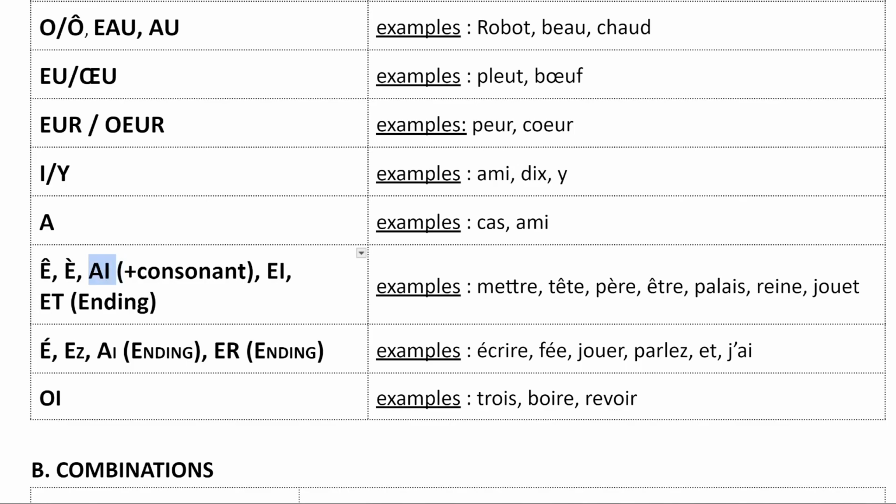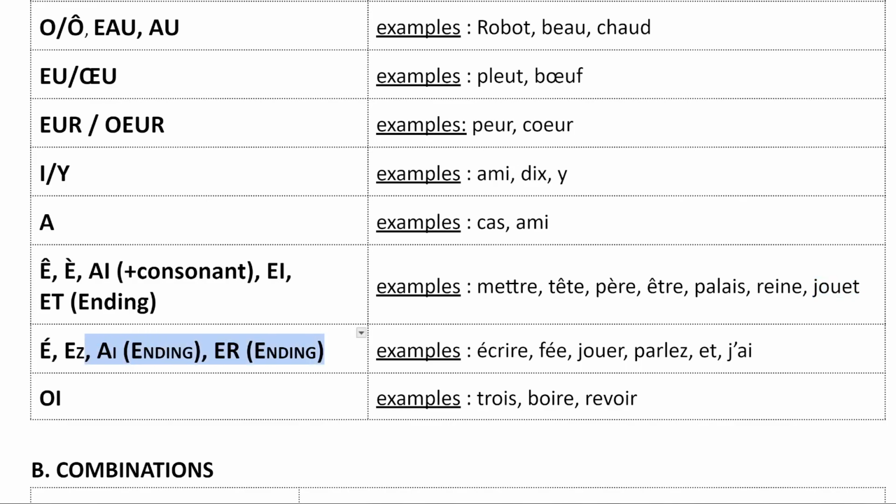Note, however, this is if there is a consonant after the AI. This is an I, by the way. This is also an I. And this ET is only if it's at the end of a word. So the example given is jouer. E.